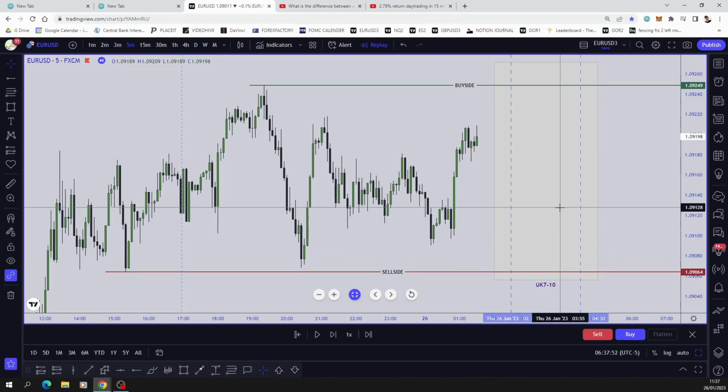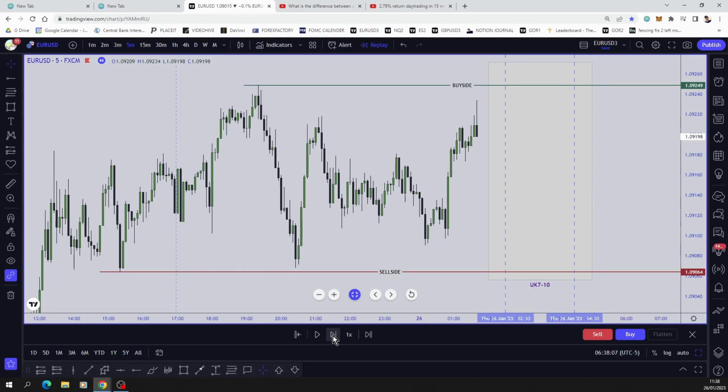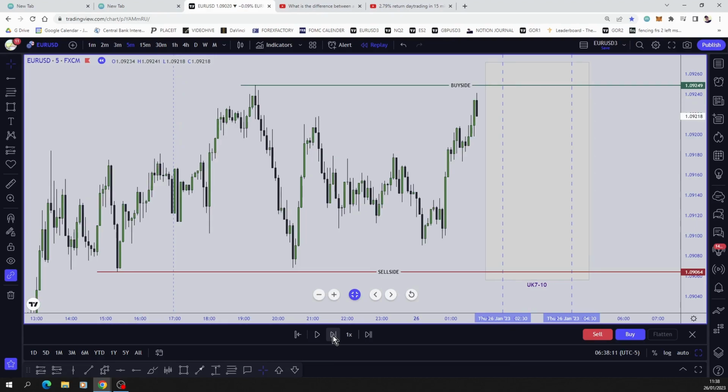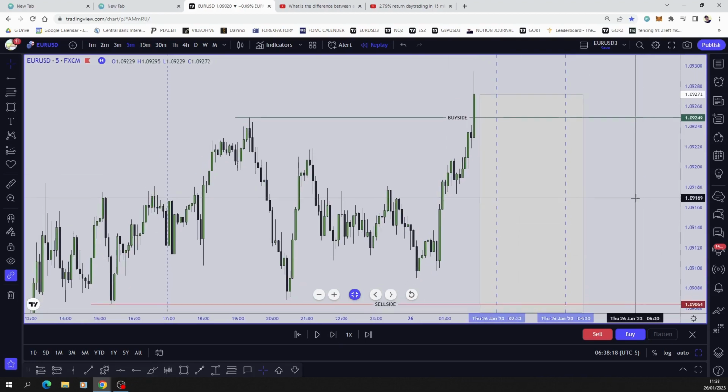Okay, so let's play this out. I'm going to move candle by candle now. This is in replay mode to show you what happened today, 26th of January 2023 on the euro dollar. So let's move forward. As you can see, candles are forming here, each one 5 minutes. Price looks like it wants to move higher. Boom, we have a move higher.